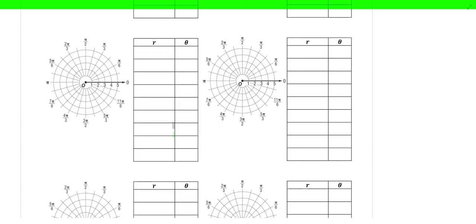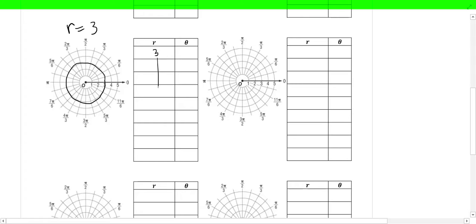All right, next we look at things that make circles. And there are 2 main kinds. There are kinds that are centered on an axis, and there are kinds that are centered on a pole. So if we have something like r equal to 3, r equal 3 means the radius is always 3, which means, guess what? It's going to be a circle of radius 3. That was easy.